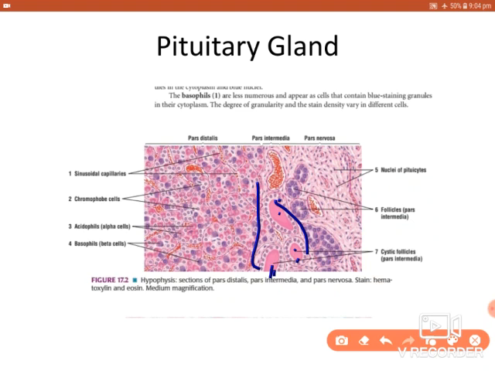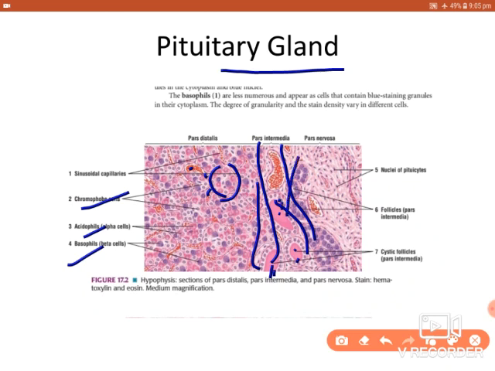So that's the microscopic structure of the pituitary gland. In the anterior part, you can see clumps of cells that include acidophils, basophils and chromophobes, with sinusoids in between. Then there is an intermediate part which consists of colloid filled vesicles. Posteriorly, you can see the nerve fibers and the nuclei of the pituicytes.